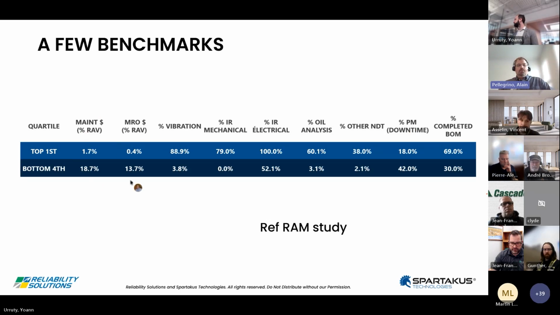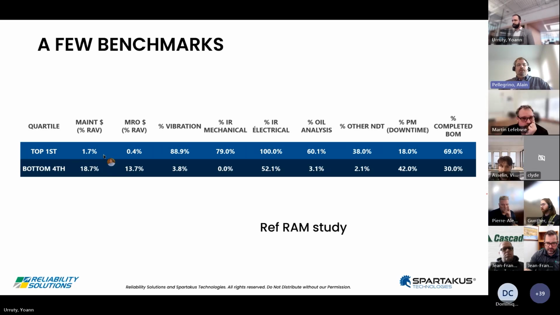Here, the first two columns: the best performer is able to have a maintenance spend of 1.7% of the replacement asset value that they own. Compared to the laggard in that same industry, they spend 18% of the replacement asset value every year for maintenance. So you see a big difference between those two types of company, even though they might be running the same type of assets.